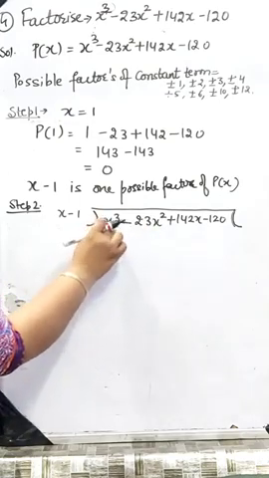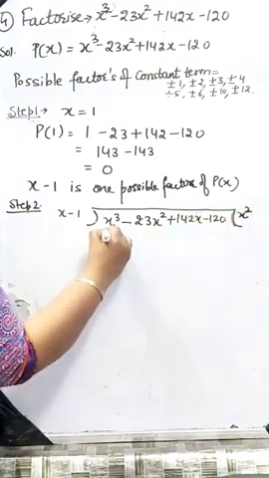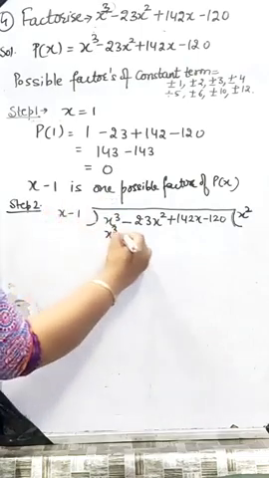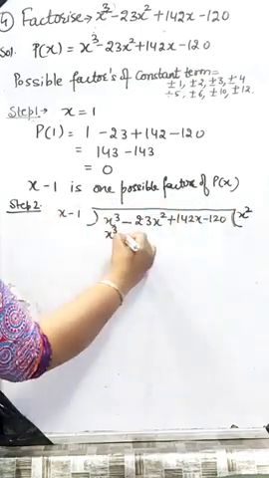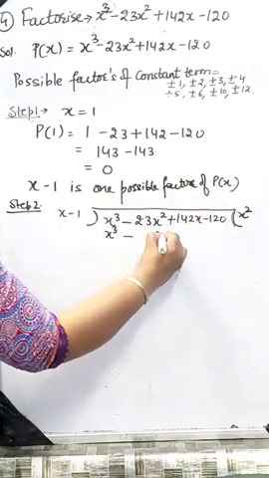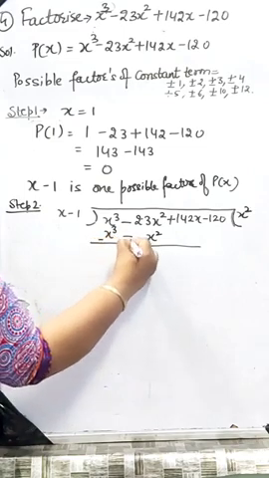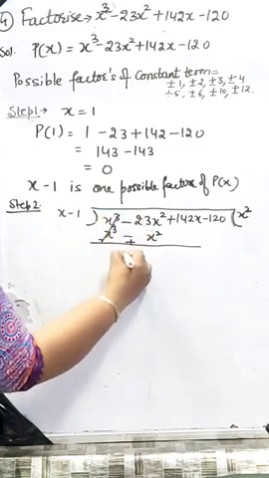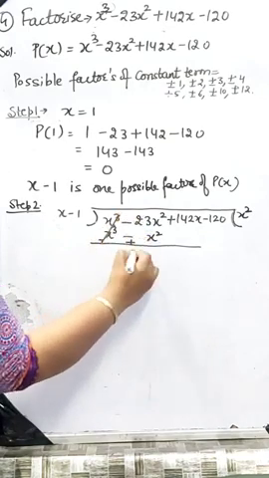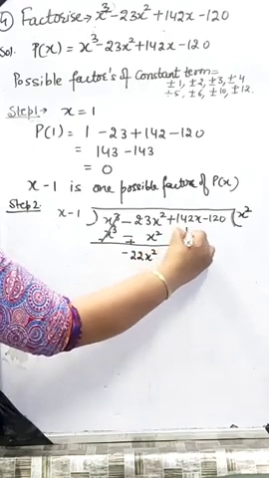First of all, divide the dividend's first term by the divisor's first term to obtain the quotient's first term. And multiply this x square with x, then we will get x cube. And multiply x square with minus 1, then we will get minus x square. Now we have to change its sign. Now subtract it. Minus 23 plus 1 equals minus 22x square. Now bring down the remaining terms.